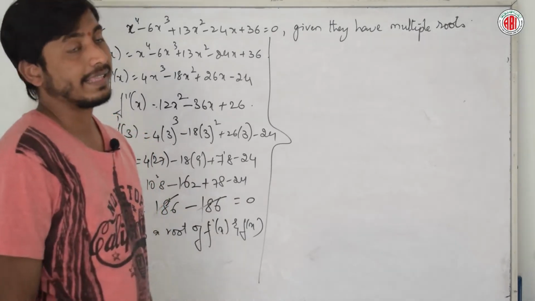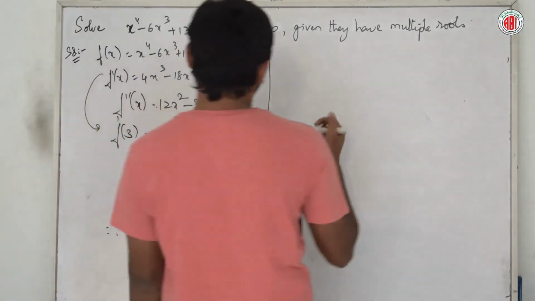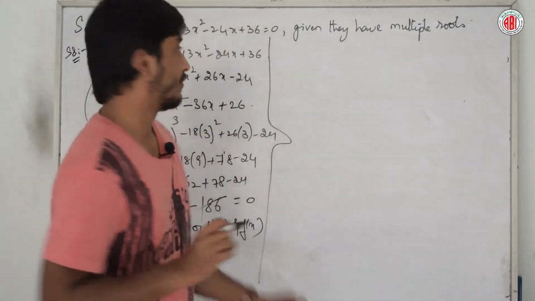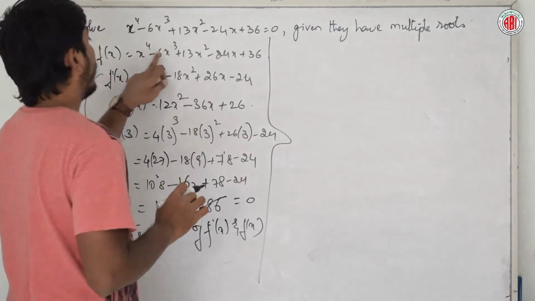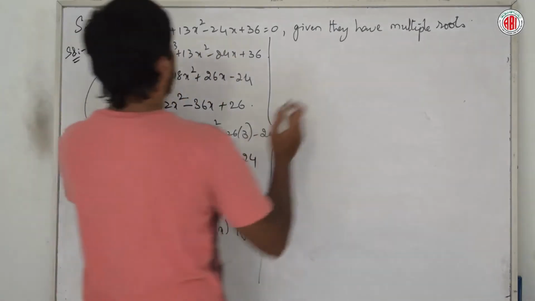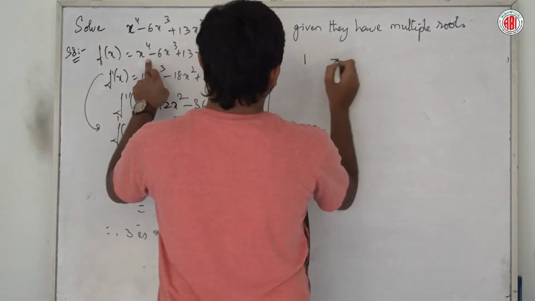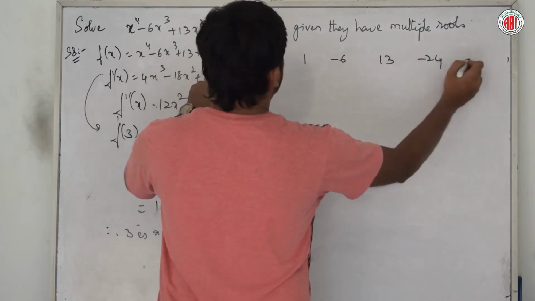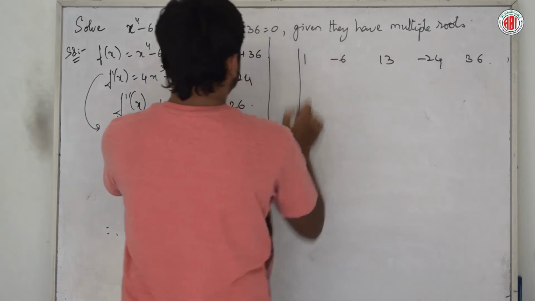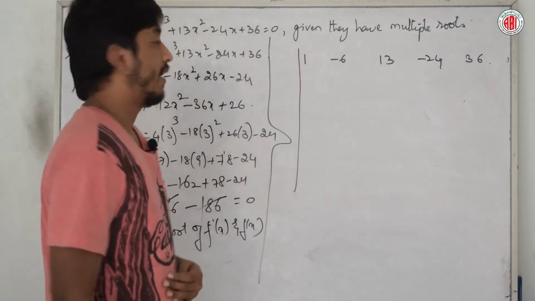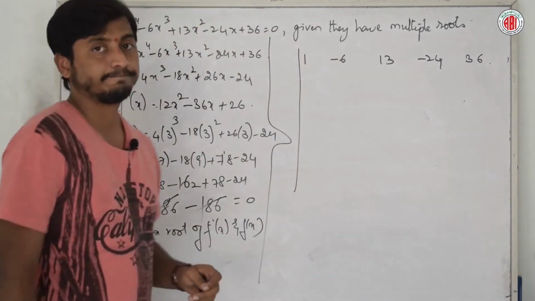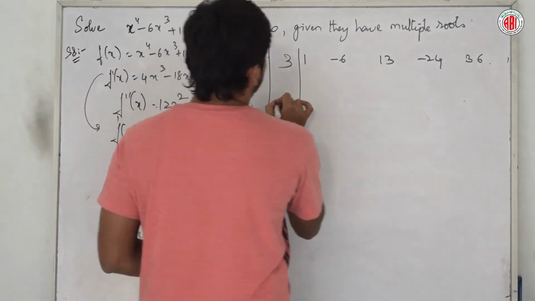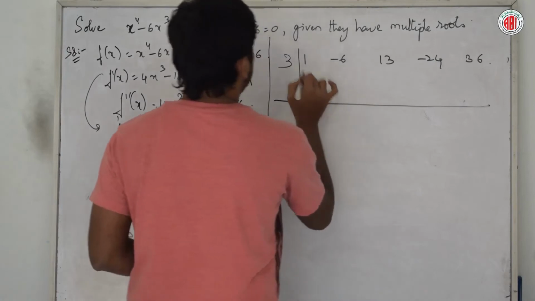Let us do the synthetic method, or simply a kind of Horner's method. How we do it is very important, so concentrate here. Just write all the constants: 1, minus 6, 13, minus 24, 36. We have one root, that is 3. Let us take 3. First step is to put a 0 here.